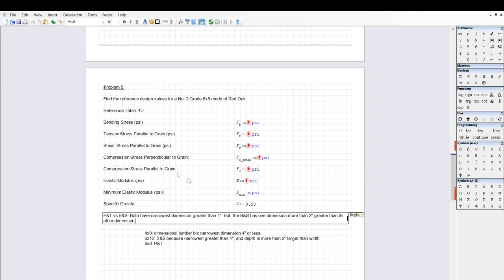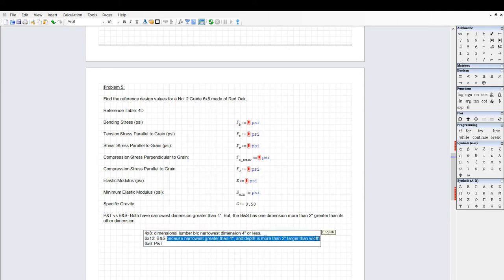And I can probably just copy some of this to save a little bit of time. Because the narrowest dimension is greater than 4 inches and the depth is no more than 2 inches larger than the width. That's a good way to say that. And finally, let's look at the actual case we're considering here, a 6x8. I'll put it in the same text box.